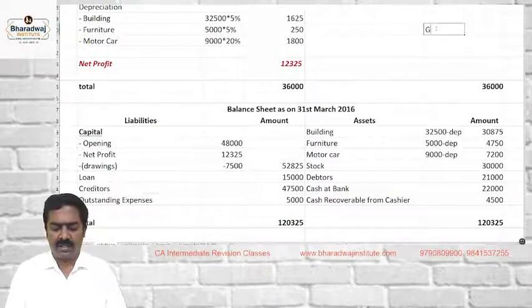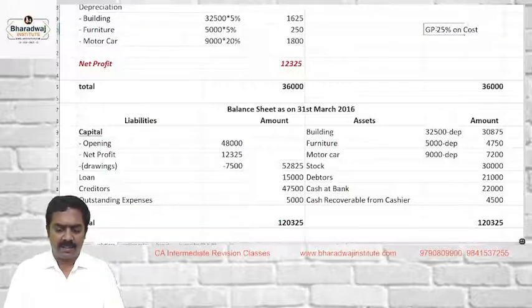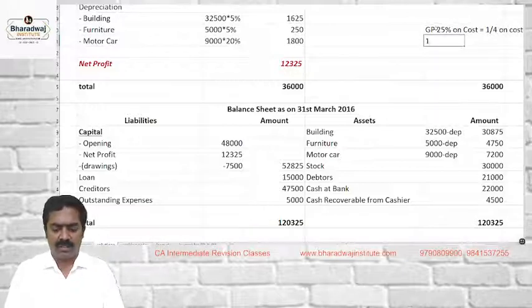See, last year gross profit was how much percentage? 25% on cost. That is nothing but 1/4 on cost. 1/4 on cost is equal to 1/5 on sales. That is nothing but 20% on sales.